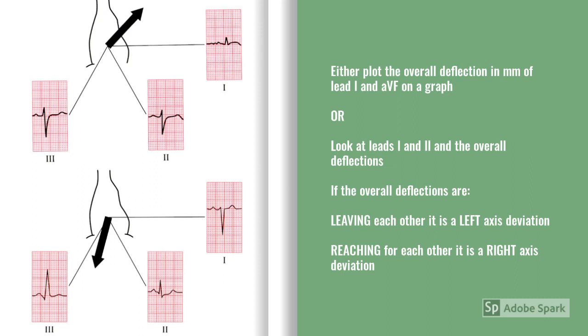And again, in the example at the bottom there, you have an overall negative deflection in 1 of maybe 15 millimetres, and an overall positive deflection in 2 of maybe 6 or 7 millimetres. So they're reaching for each other, giving a right axis deviation.